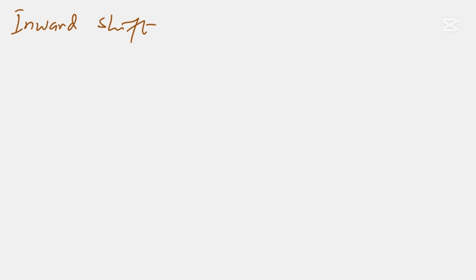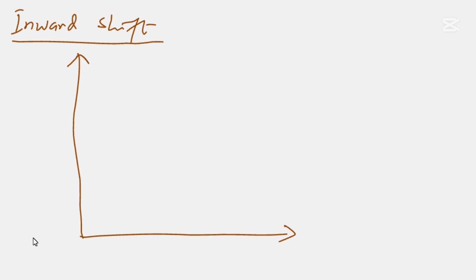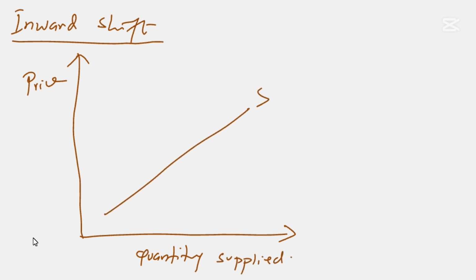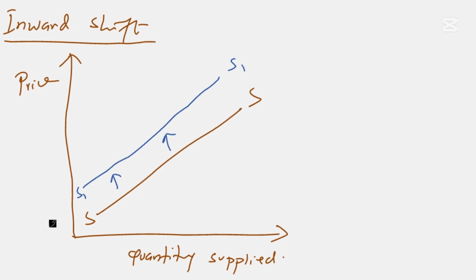What about an inward shift? This one means a decrease in supply. So let us see in this diagram here, we have price against quantity supplied. That is the original supply curve, but the new supply curve is showing that we have a shift to the left, which is an inward shift.